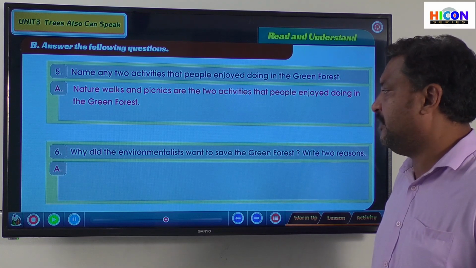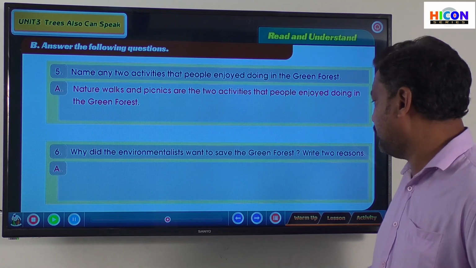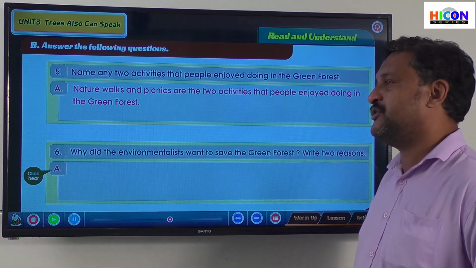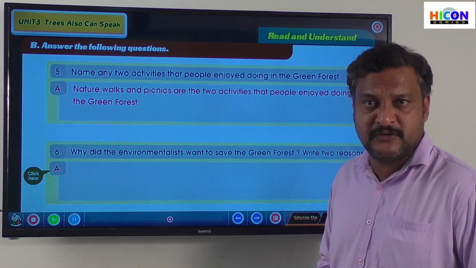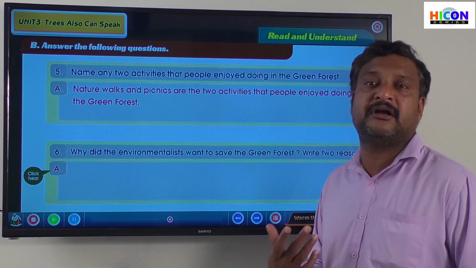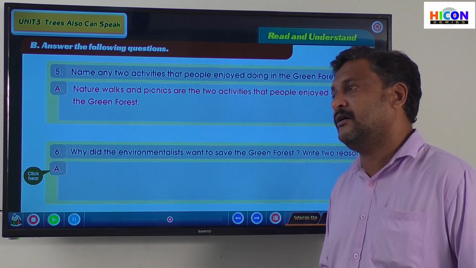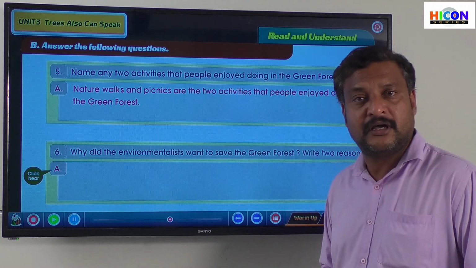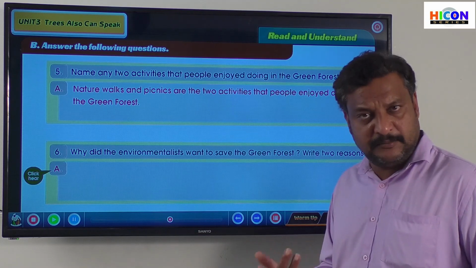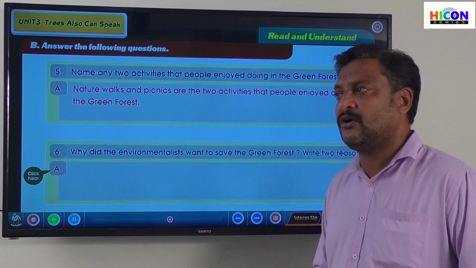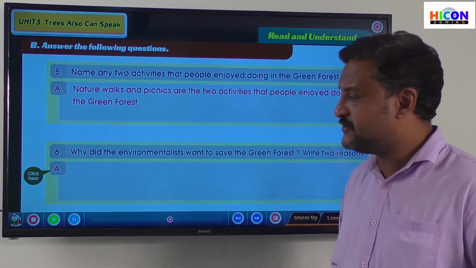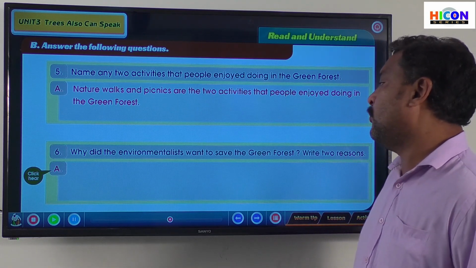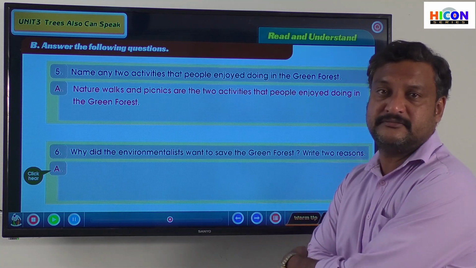Why did the environmentalists want to save the green forest? Right, two reasons. So we saw as the trees were talking, they got a bad news that more trees are going to be cut, and there is to be a multi-storied apartment and a highway. There came some other people who were actually talking for the sake of the forest, right? So they are called environmentalists. Why did they want to save the green forest?